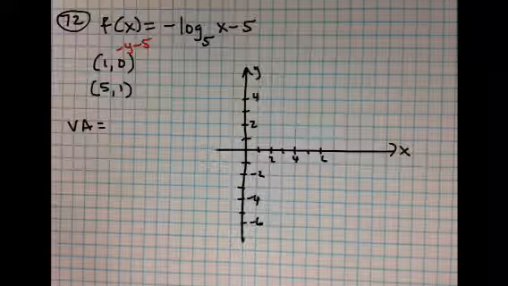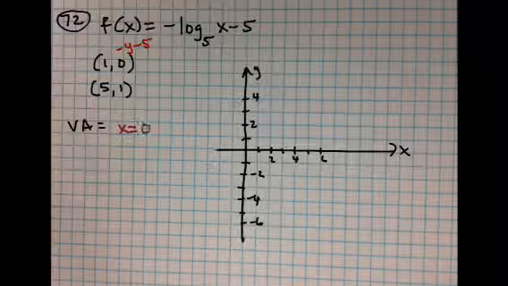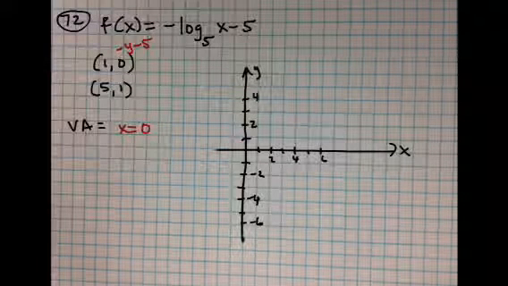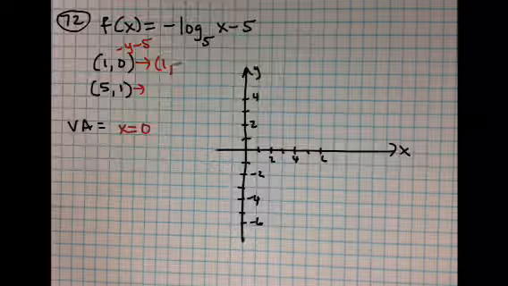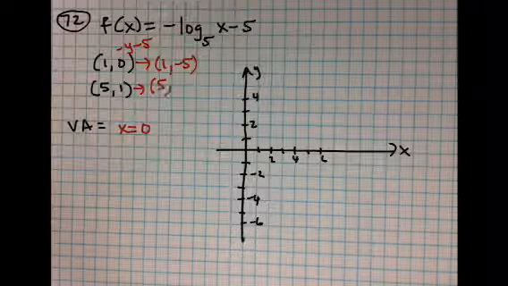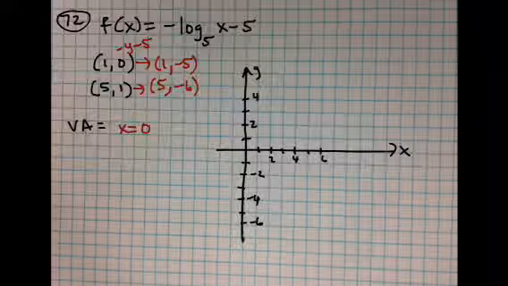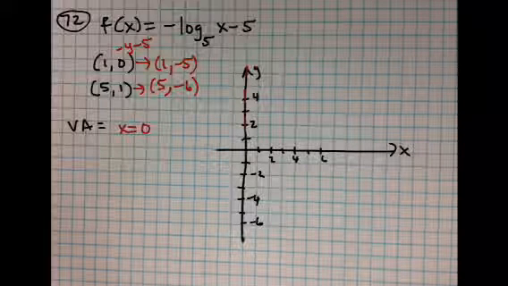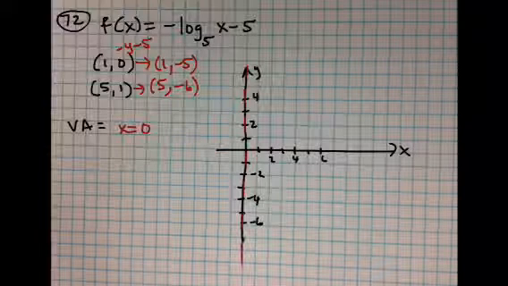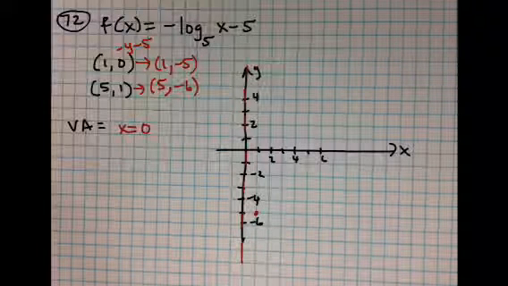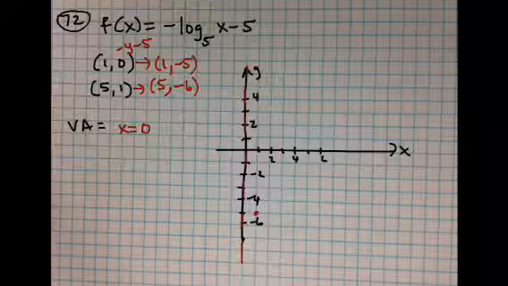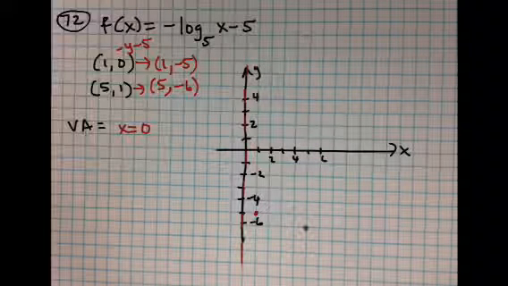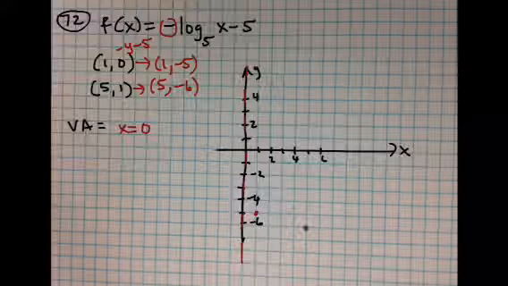So that vertical asymptote is x equals 0, because h is 0. So let's go ahead and change the points. So 1, negative 5, 5, negative 6. So the vertical asymptote is right on the y-axis, and then 1, negative 5, and 5, negative 6 here. So remember, the negative up here flips the graph over the x-axis. So that's why it's going to take on this shape right here.